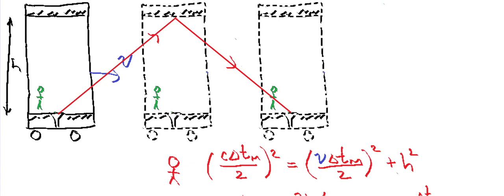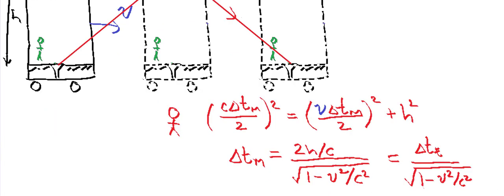And so we could, and I will leave this as an exercise for you, solve that for delta t m. And if we do, we get the following. We get that delta t m is just 2h over c divided by the square root of quantity 1 minus v squared over c squared. But remember, the numerator there, 2h over c, is just the time interval that Einstein would have predicted and observed for the travel of the light path. And so notice that the two don't agree.